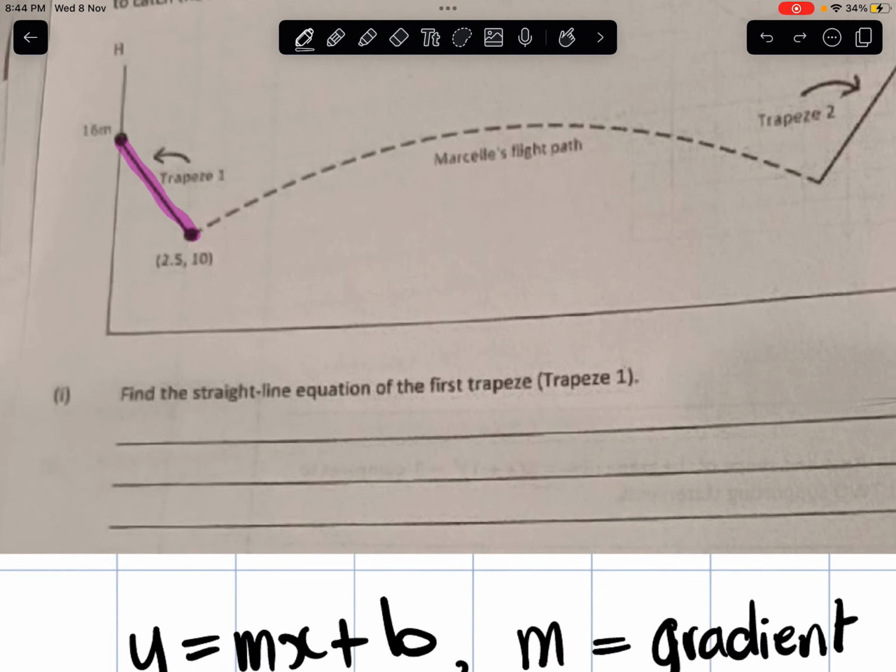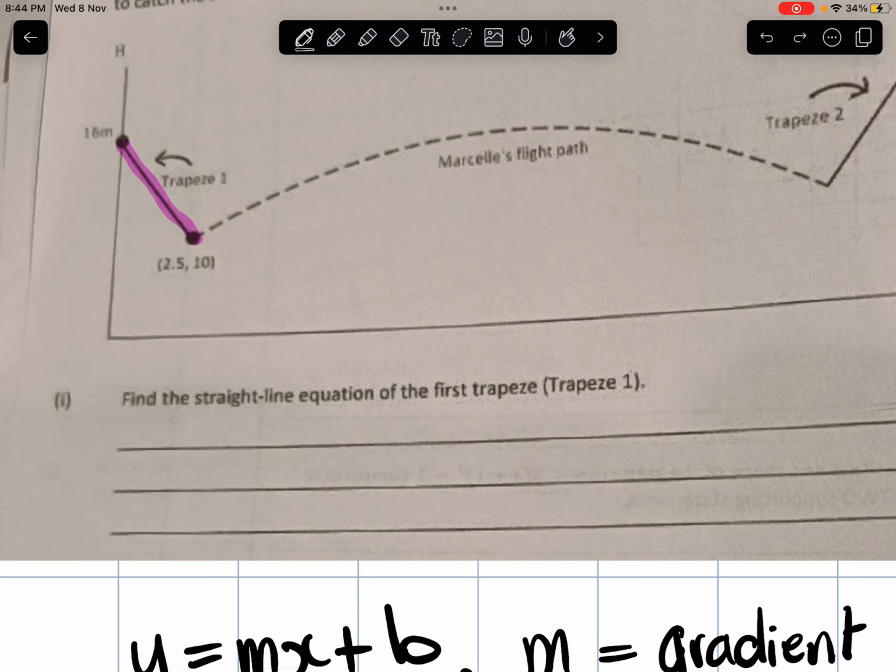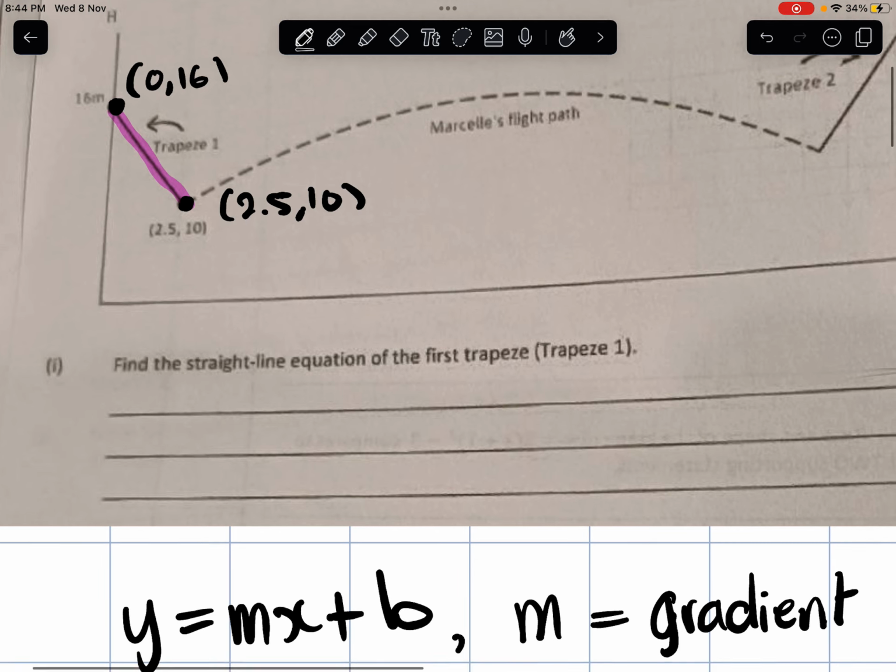So you look at your two things. You've got a coordinate up here for this dot. That's 0, 16. Because it says 16 meters up and it's on the y-axis, which means it's at x equals 0. Then you have a coordinate here at 2.5, 10, which is labeled for you.